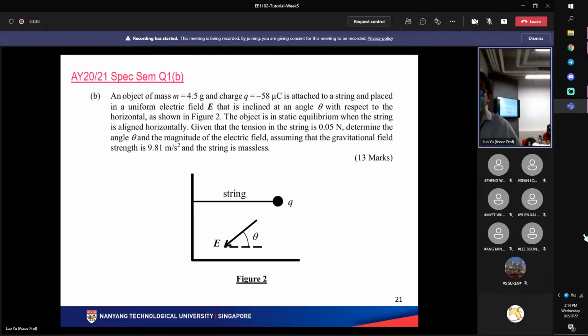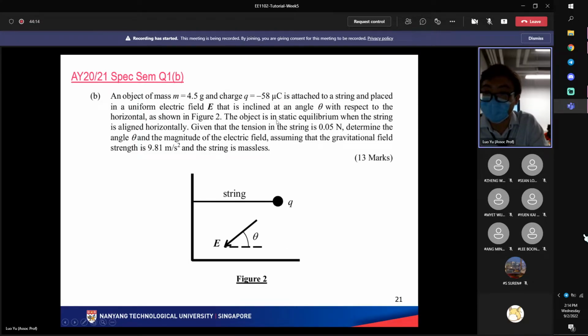Good, no question. Let's look at one past examination paper. This was tested last year, last special term. We have an object of mass 4.5 grams with a charge of minus 58 microcoulomb. It was attached to a string and placed in a uniform electric field, which is directed in this way with an angle theta to the horizontal direction.